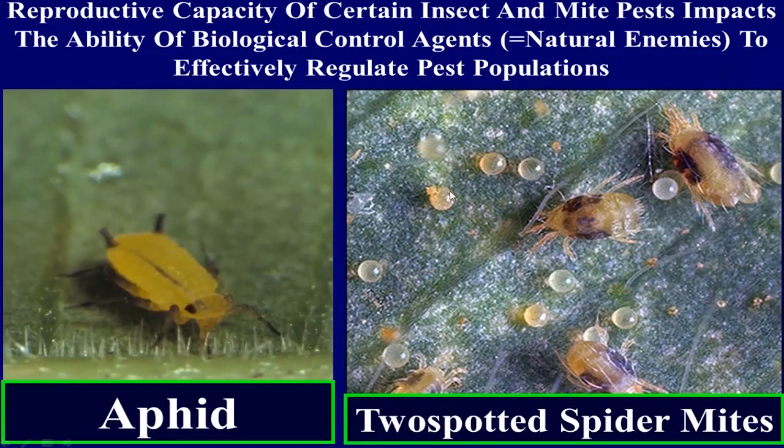The other aspect of biocontrol and why it's preventative is the reproductive capacity of certain insect and mite pests, in particular aphids on the left and two-spotted spider mites. They reproduce so many offspring that the biocontrol agents cannot effectively regulate them to numbers that would minimize any plant damage. So again, this highlights the relevance and the importance of preventative releases of biologicals and not reactive.